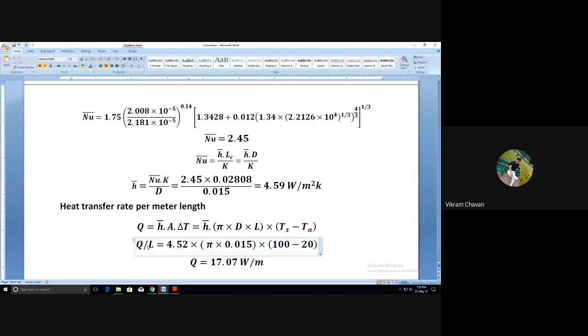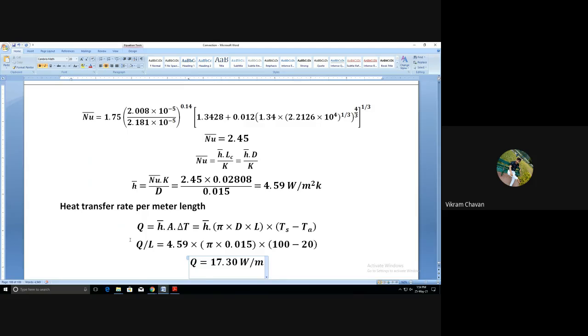Okay, Q by L, which is equal to 4.59. I will change here, 4.59 into pi into D. D is 0.015 multiplied by 100 minus 20. So the final answer also gets changed. Tell me the final answer. 17.30. All right, 17.30 watt per meter. Okay, so this is our final answer.